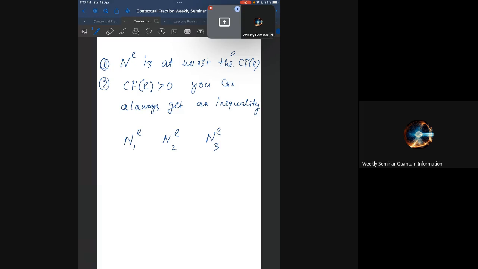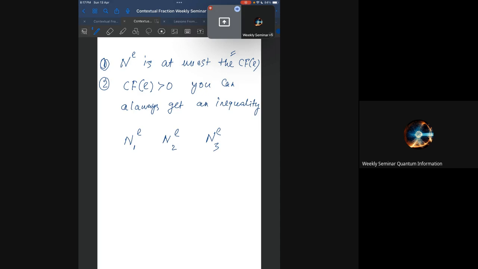So my target was to find a quantifier of contextuality. Now I say that the contextual fraction is a quantifier of contextuality. But whether it is a good or a bad quantifier, that I will discuss now. So how to discuss that?